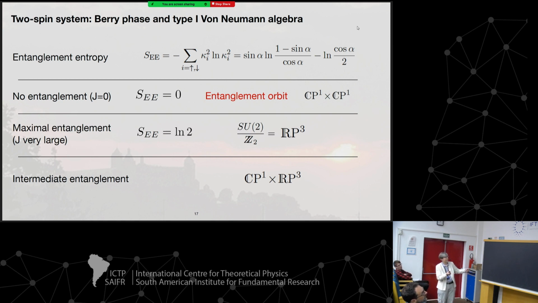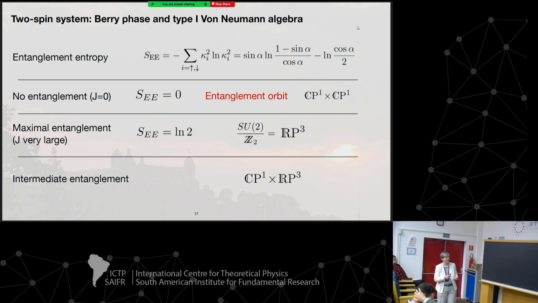Now, if the coupling constant is 0, then the entanglement entropy is also going to be 0. Then you can show that this entanglement orbit will just be the product of the left and the right Hilbert space. You have one Hilbert space for one spin and the other Hilbert space for the other one, and they just form a product. Already you can see the relation to the black hole case in AdS. You have the left and the right CFT, and if they're not interacting, then you get such a product structure.